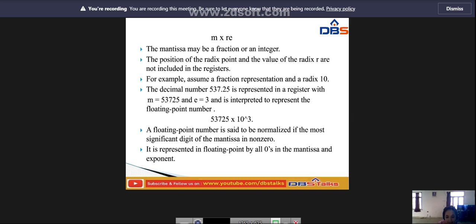So the mantissa contains the maximum possible number of significant digits. We cannot normalize a 0 because it does not have a non-zero digit. So it is represented in floating point by all zeros in the mantissa and exponent.